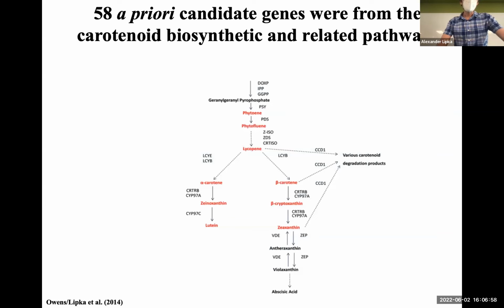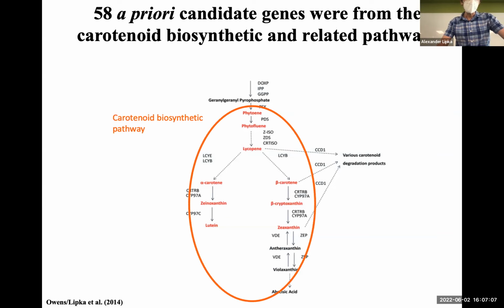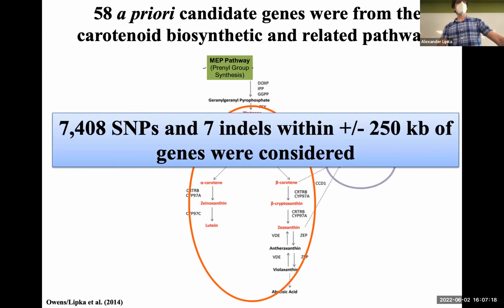So here is a description of the 58 a priori candidate genes. So we looked at all genes in the carotenoid biosynthetic pathway, as well as related pathways, the so-called degradation pathway, and I guess this is called a precursor pathway. 7,408 SNPs and 7 indels in the vicinity of these genes were considered. And so we would run a genomic selection model, but we would only train it on these 7,408 SNPs. Okay, makes sense?